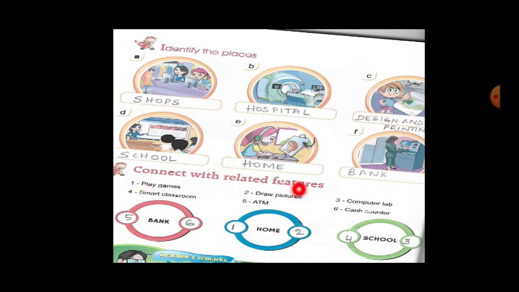Now connect with the related features. Here 1, 2, 3, 4, everything till 6 given. Play games. Where you are going to do this? Obviously at home. Draw pictures. Where you are going to do this? Again in the home. Then computer lab. Where will be the computer lab? It will be in the school. So smart classroom. Where will be the smart classroom? Obviously in the school. So where will be the ATM? In the bank. Where will be the cash counter? In the bank.